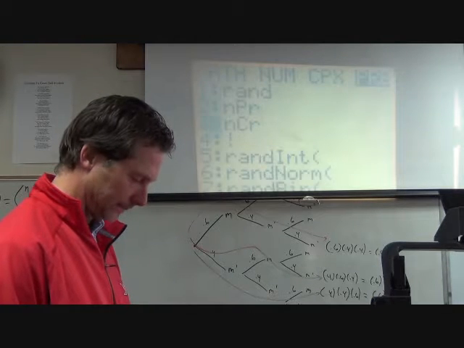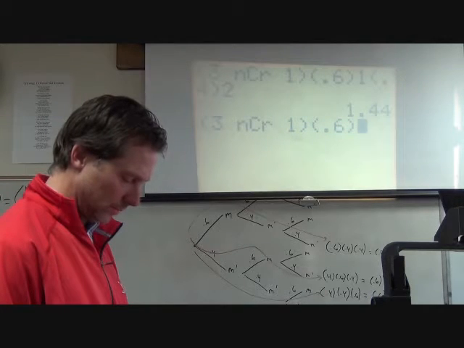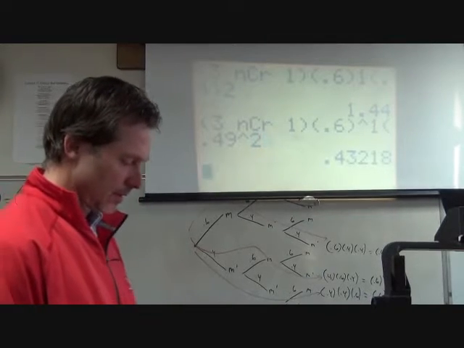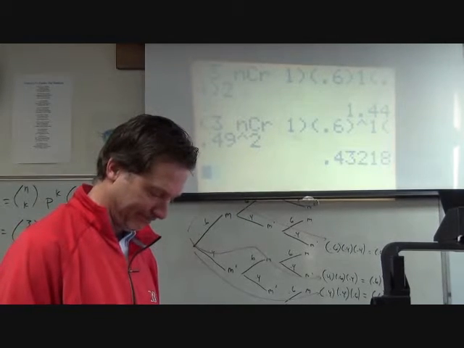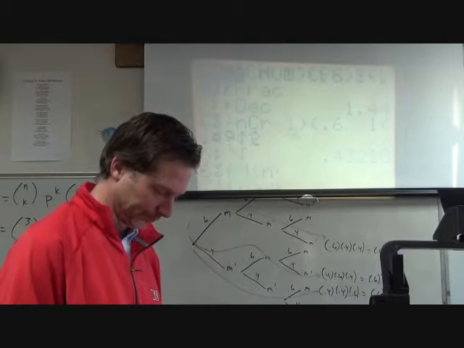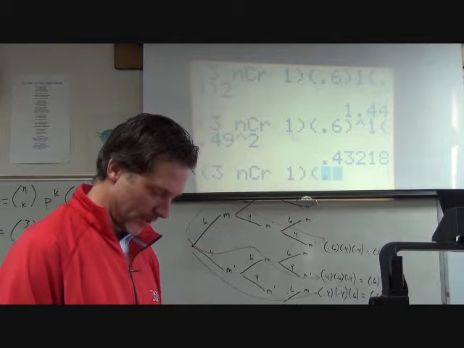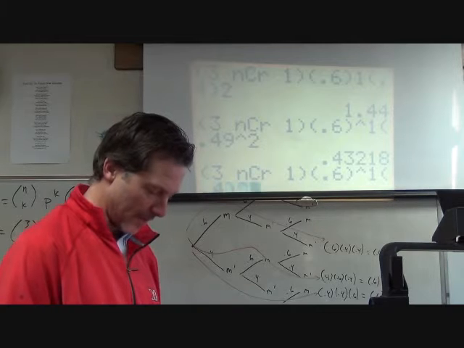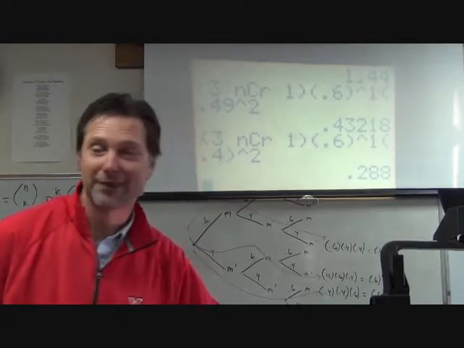3 choose 1, and then 0.6, up arrow, 1, raised to the first power, times 0.4, up arrow, raised to the second power. Third time. 3 choose 1. Parentheses, 0.6, up arrow, 1. Parentheses, 0.4, up arrow, 2. Get the right answer finally?